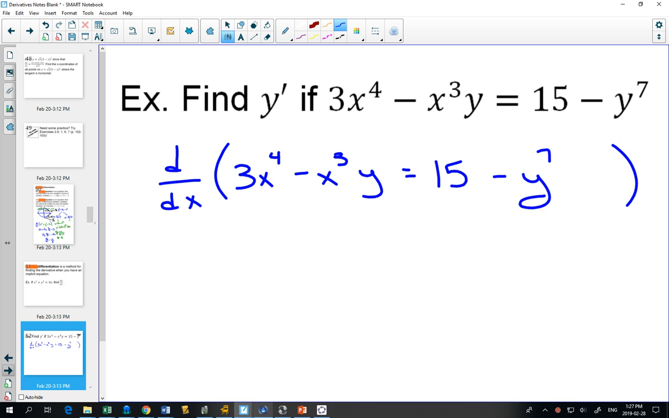And we imagine that you could somehow get y by itself as some function with an x in it. And there exists a derivative, dy dx, or y prime. I like to use Leibniz notation here because the dy dx really stands out. But this question says find y prime, so we'll use y prime notation. So what do we do? We find the derivative of each thing separately.